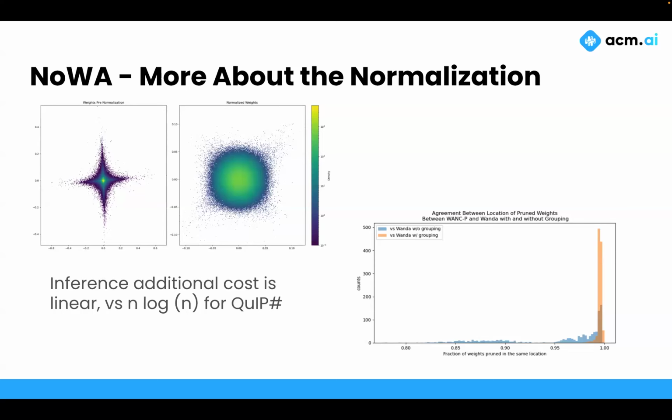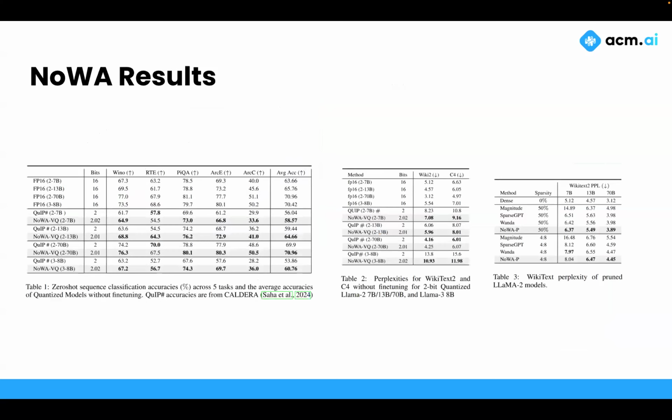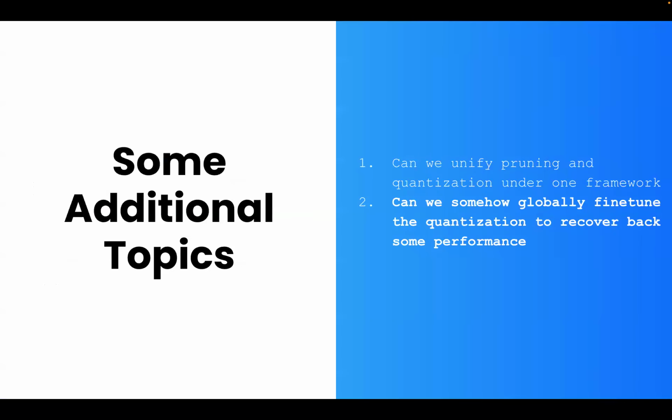without having to enforce the output grouping. And we can see by results that we are able to outperform QuIP# while using 48 times less calibration data, as well as getting results that are comparable to, if not better than, Wanda and SparseGPT for pruning. Okay, the second topic is, after quantization, can we globally fine-tune the quantization to recover back some performance?